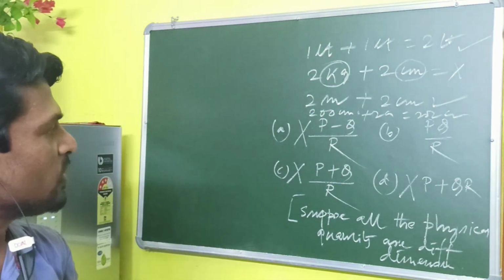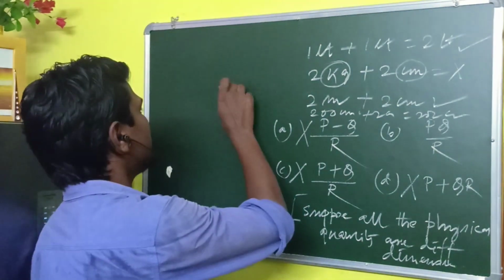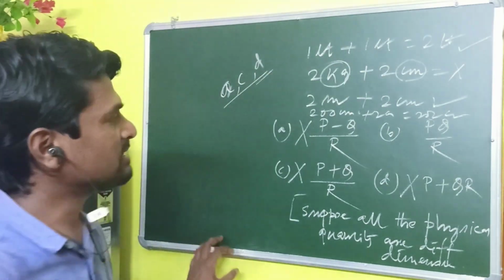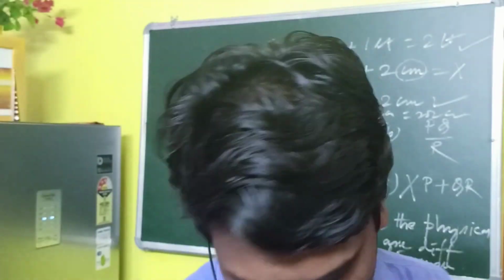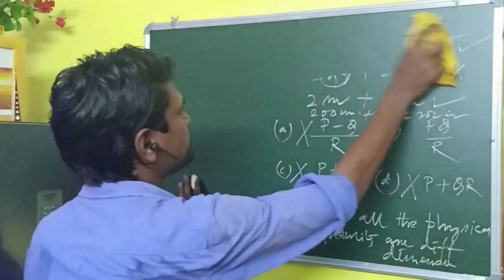Which of the following combinations are not possible? The answer is A, C and D. It is so simple. So students, let's go for the third one.